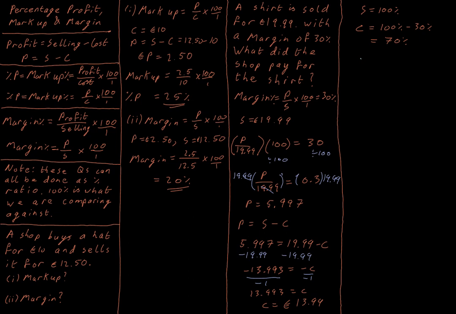So if we know that 100% is our selling price, I should say, 100% is equal to 19.99, we would find out what 1% is, and then go back up to 70% to find our cost price. 1% is 0.1999. And then we go up to 70%, which is our cost price. And we get 13.99.